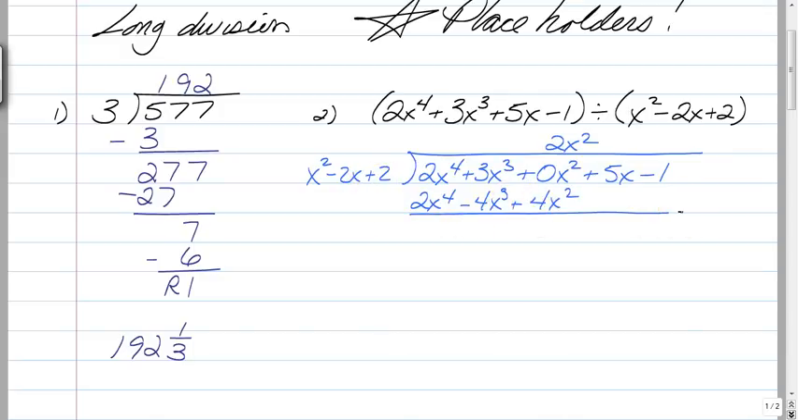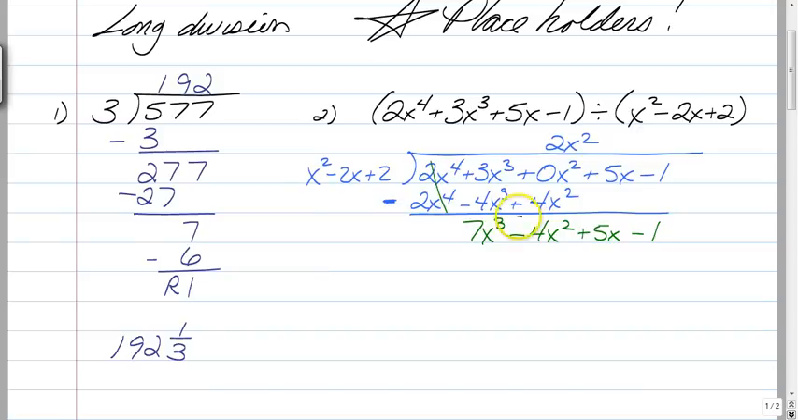Now reminder, you are subtracting. So 2x to the 4th minus 2x to the 4th goes away like it's supposed to. And then you have 3x to the 3rd power minus a negative. So that's going to change to plus. So you have 7x cubed. And then you have 0 minus 4. So that's a negative 4x squared. And then, of course, you bring down your 5x and your negative 1. And you do it all over again.